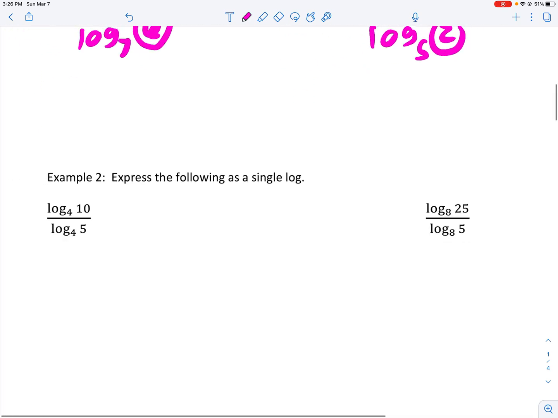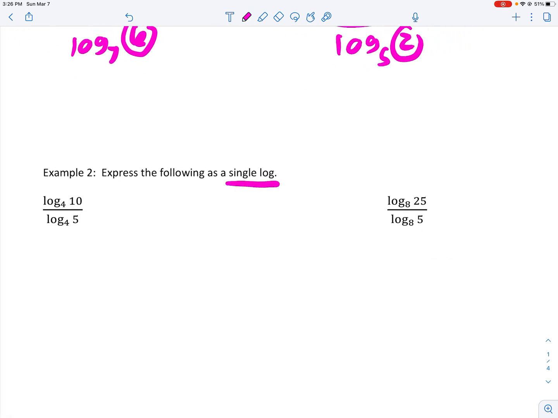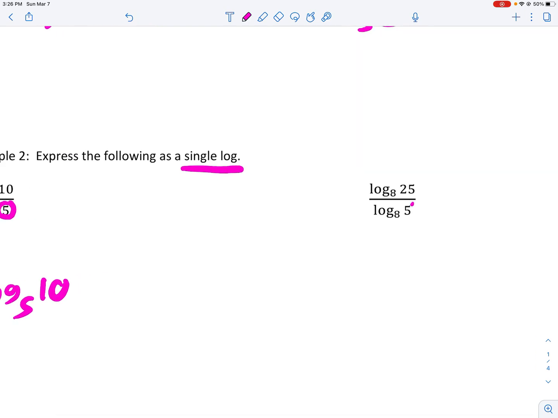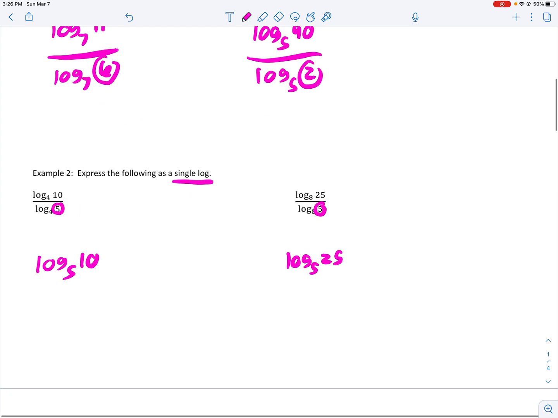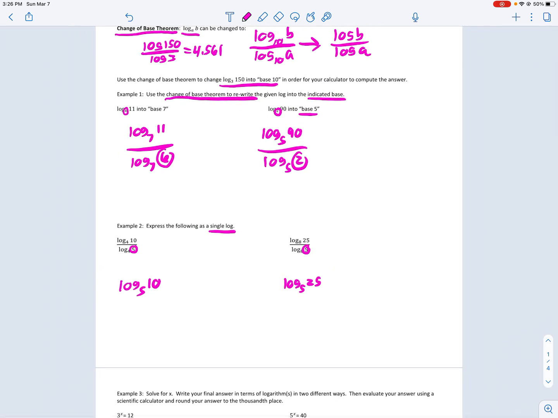So we're going to express as a single log. This is in base 4. We can write this as a single log. This is your base, 5, so this becomes log base 5 of 10. Here, your 5 is your base again, so this is going to be log base 5 of 25. Again, that's just getting you comfortable using the change of base theorem. We're going to mainly use it to go into base 10 so we can use our calculators.